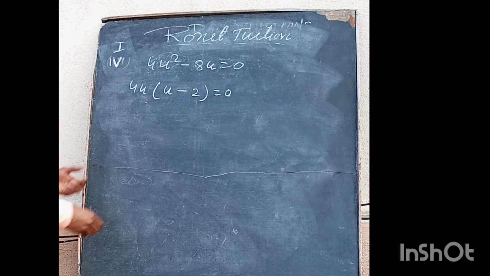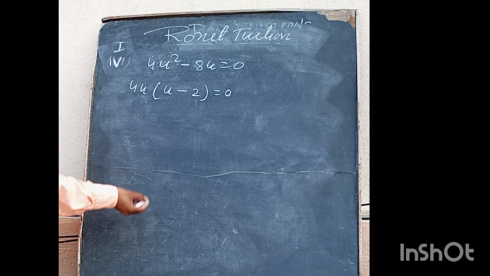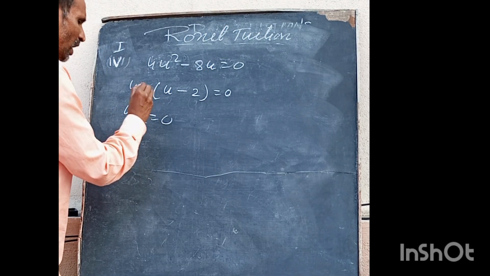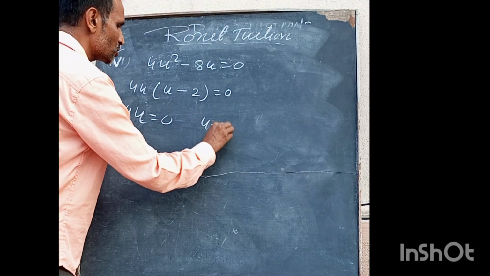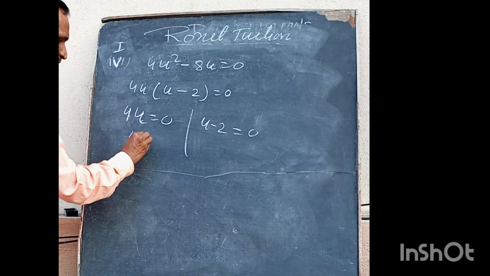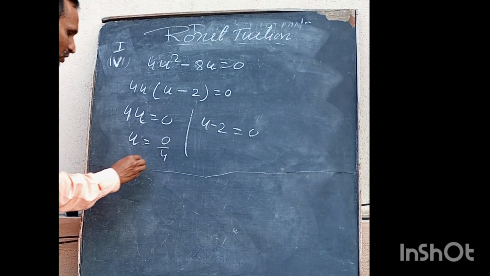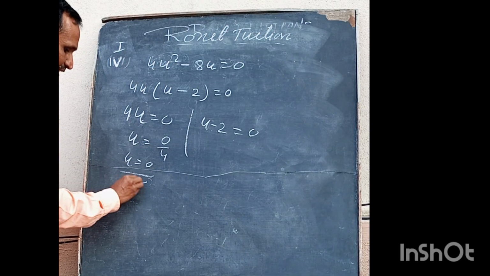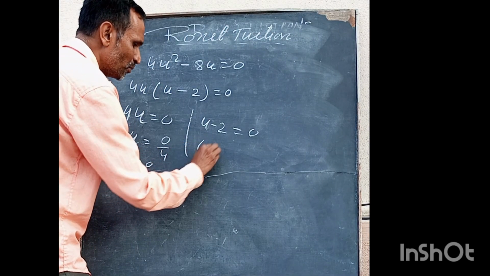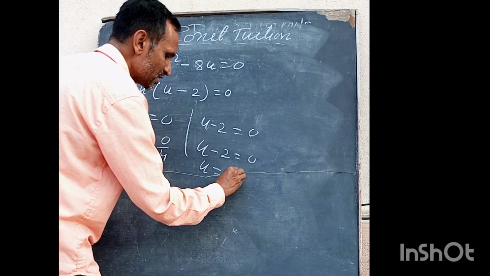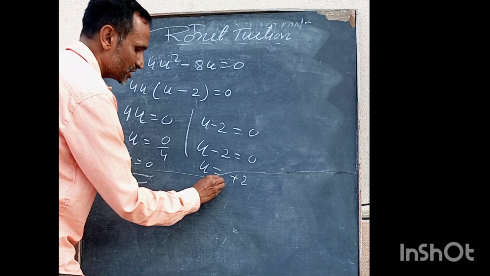We made the quadratic equation and we are finding the zeros of it. So 4u is equal to 0, or u minus 2 is equal to 0. Either this is 0 or this one. So u is equal to 0 by 4, which is 0. This is called alpha. Here u minus 2 is equal to 0, so u is equal to plus 2, as this side goes over it becomes plus. This is called beta.